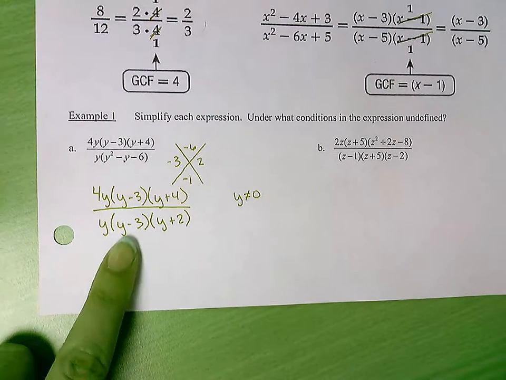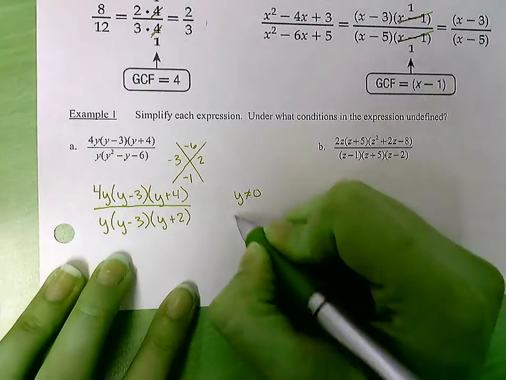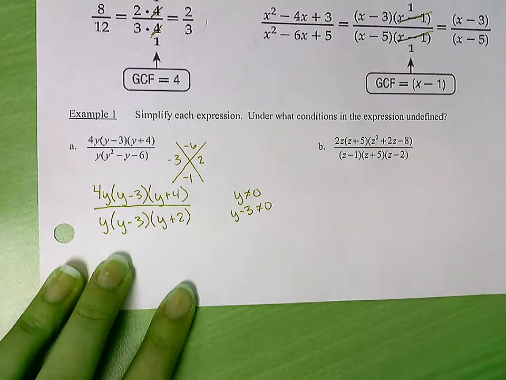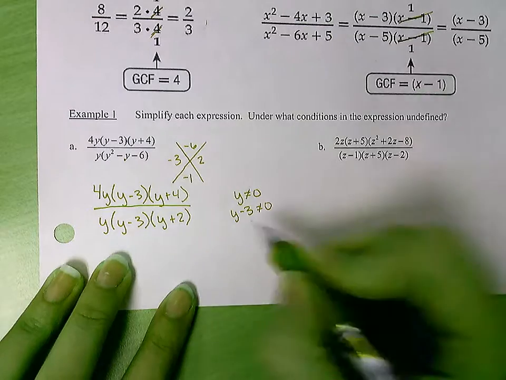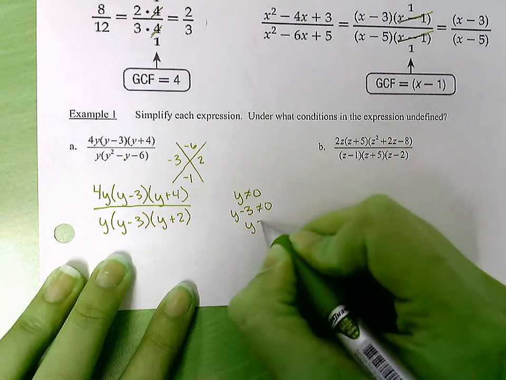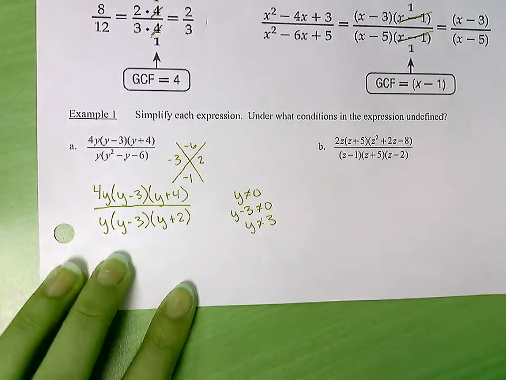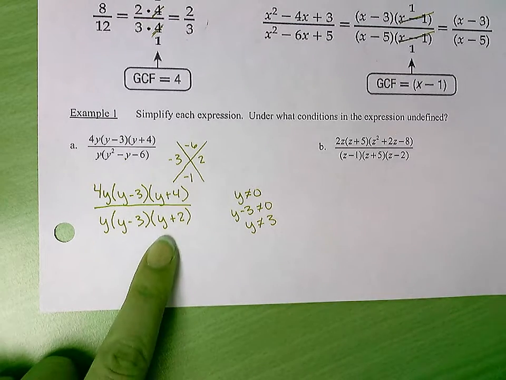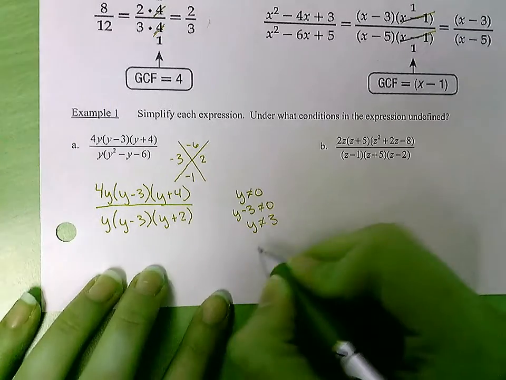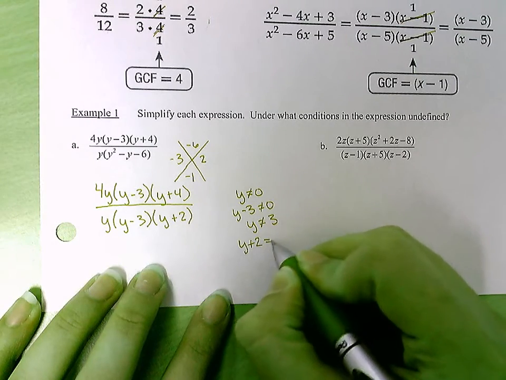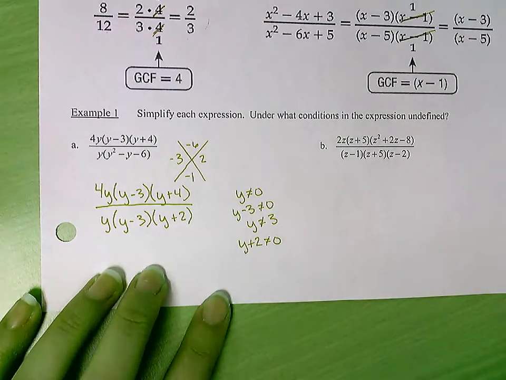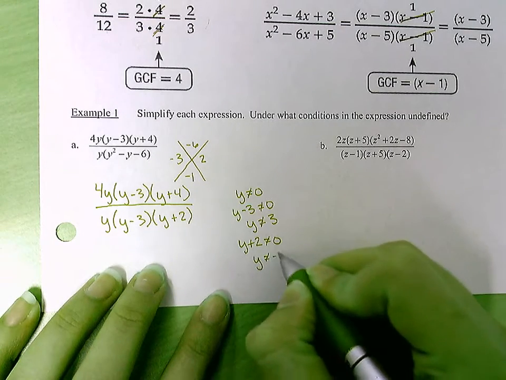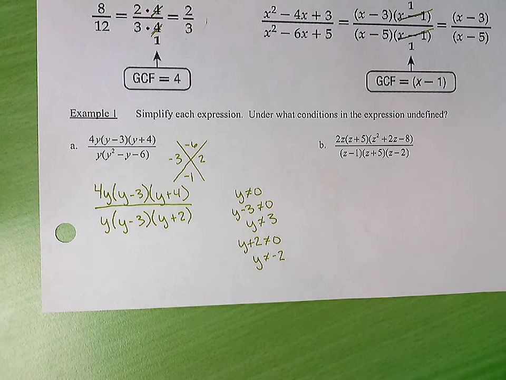I have to do that with y minus 3 as well. So y minus 3 cannot equal 0, and I'll solve for y. So I add 3 to both sides, so y cannot equal 3. Last one is y plus 2 cannot equal 0. Subtract 2, and y cannot equal negative 2.